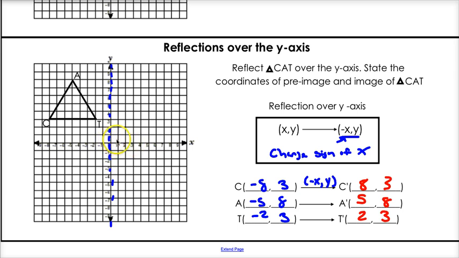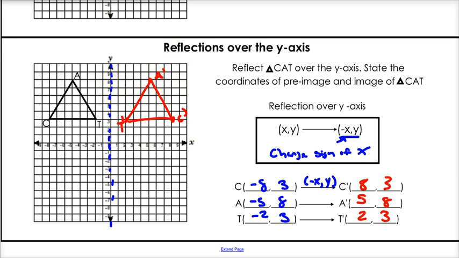So A is at 8. C prime is at 8, 3. That's C prime. A is at 5, 8. Okay. It's A prime. And C is at 2, 3. Okay. That's T prime. Notice how I label all my primes. It's really important that you do that.